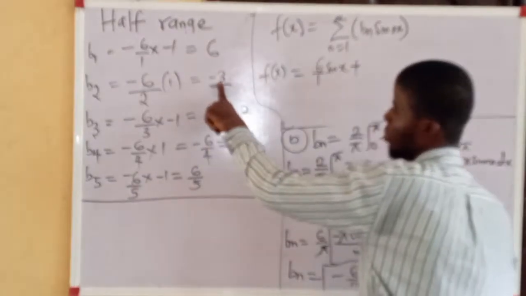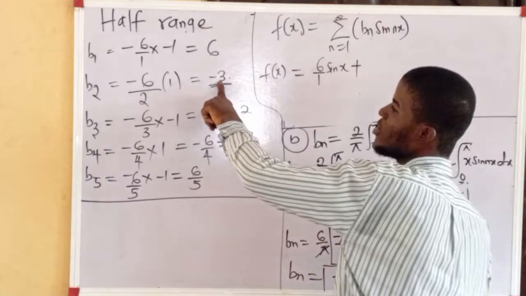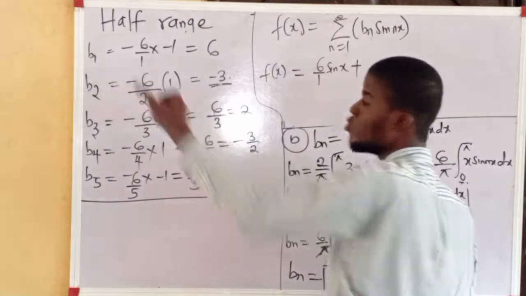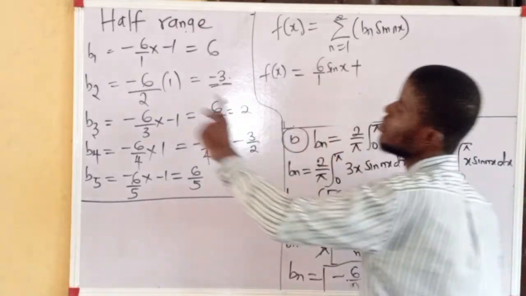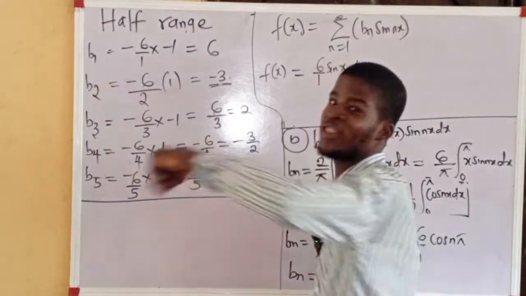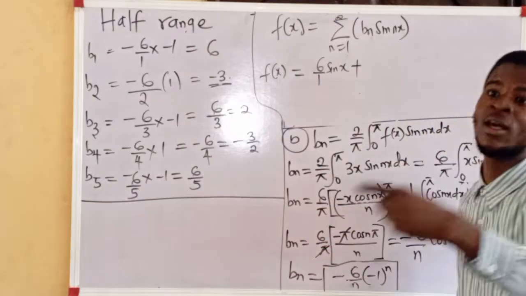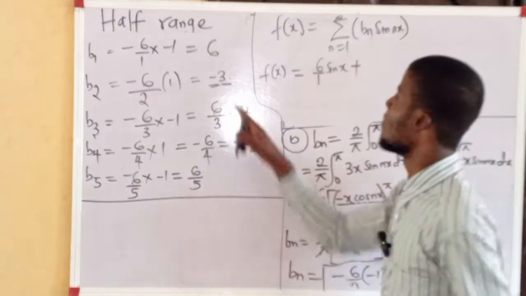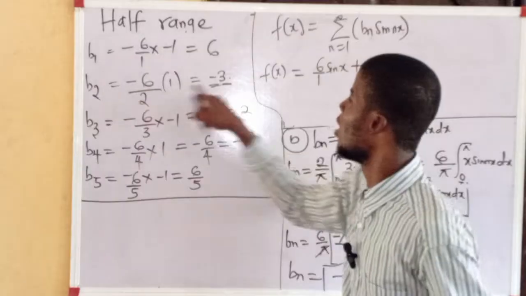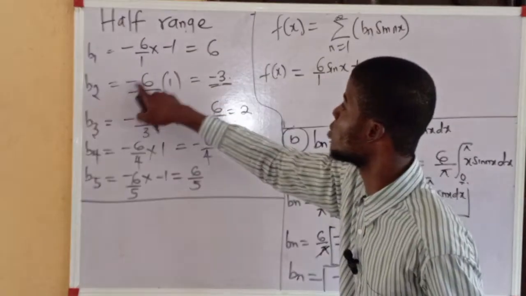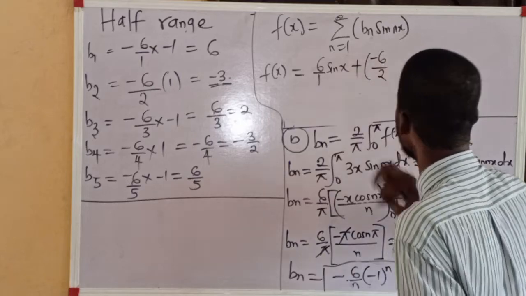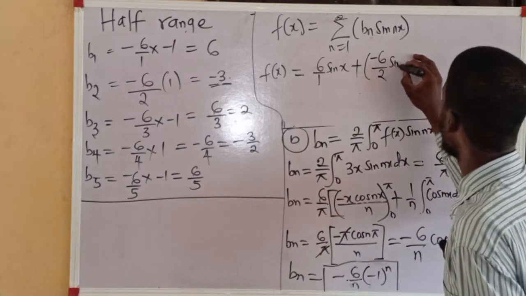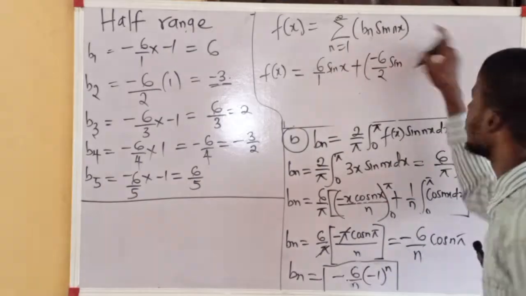Plus, when n equal to 2, what's b sub n? Minus 3. Alright, minus 3 is the same thing as saying minus 6 over 2. The reason is because I'm writing it in this way to contain 6 at the numerator so that I can factor it out later. So minus 3 is b2 and minus 3 is the same thing as saying minus 6 over 2. So we're having minus 6 over 2, okay, sine 2x.